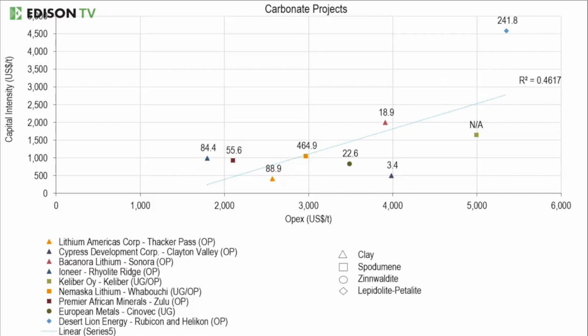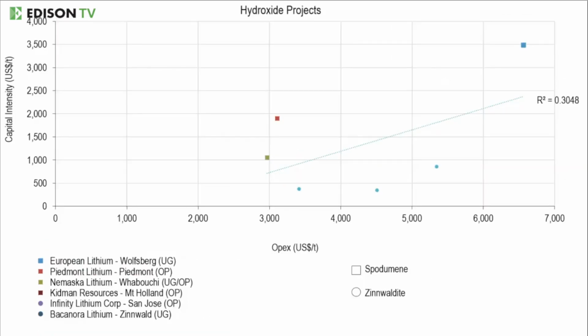Next, let's look at the hydroxide projects. Here there is a medium correlation, but it's not statistically significant, so the relationship between the capex intensity and operational cost is not clear. Some high capex intensity projects have lower operational costs, while some have higher operational costs.